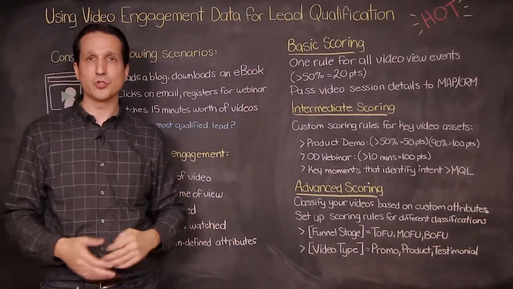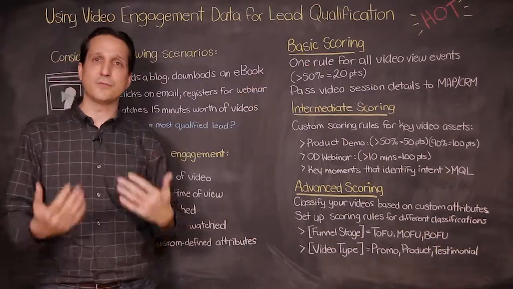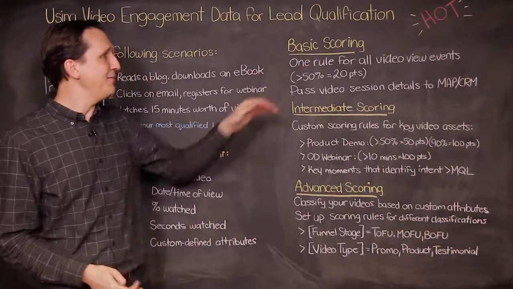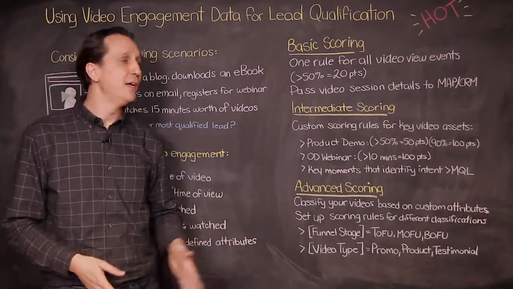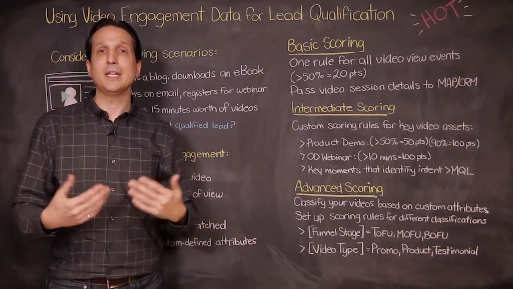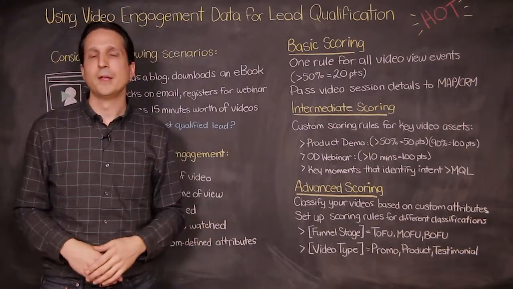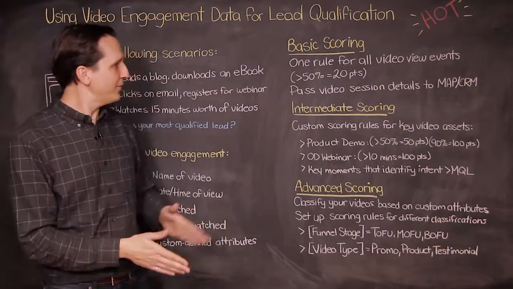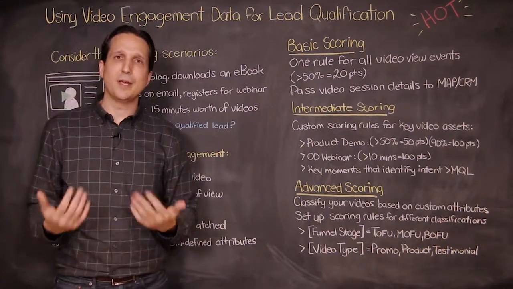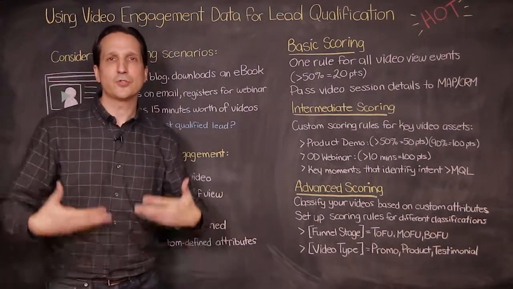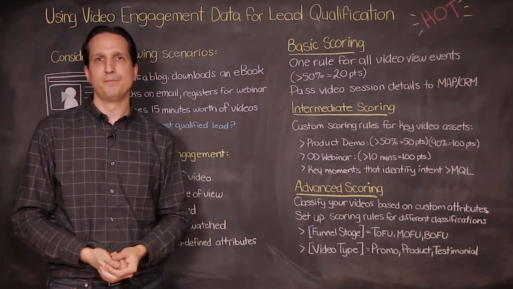You can set it up in general just for a view, or again, you can use different threshold points. So maybe any video view for 50% is 20 points, and any video view more than 90% gives them 30 points. So again, this is something you can do pretty straightforward and pass that to your marketing automation and CRM to at least start tracking those engagement points.